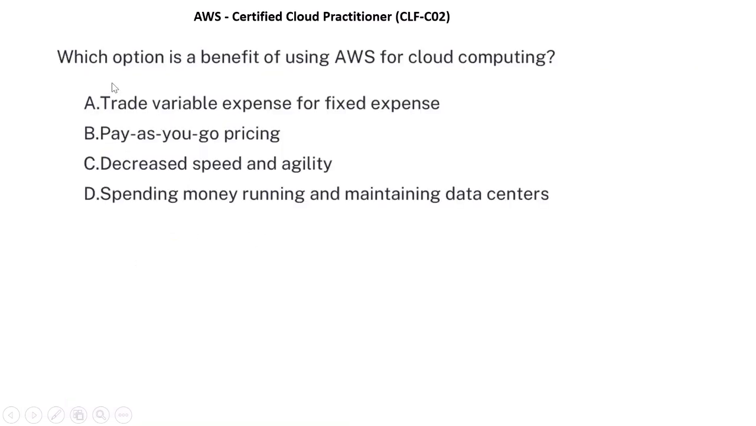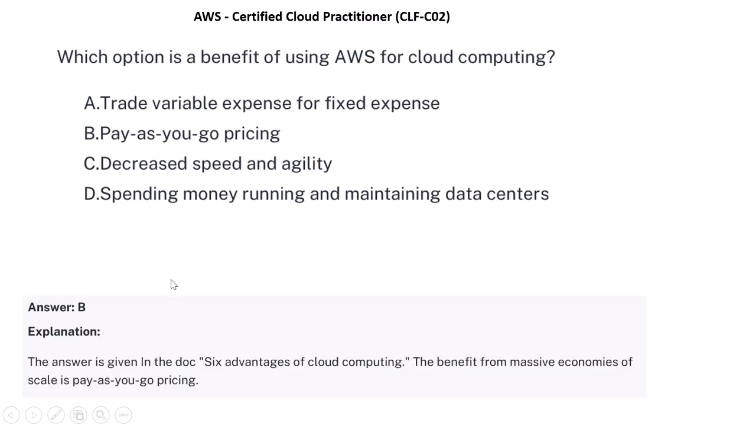Next question. Which option is a benefit of using AWS for cloud computing? Option A, trade variable expense for fixed expenses. Option B, pay as you go pricing. Option C, decreased speed and agility. Option D, spending money running and maintaining data centers. The right answer is option B, pay as you go pricing. The answer is given in the doc 6 advantages of cloud computing. The benefit from massive economies of scale is pay as you go pricing.